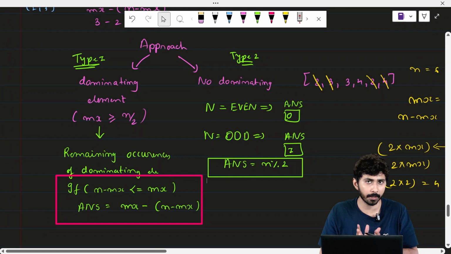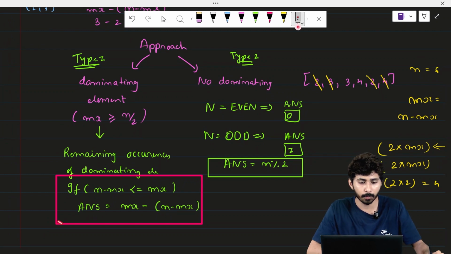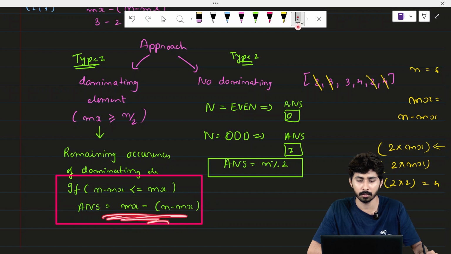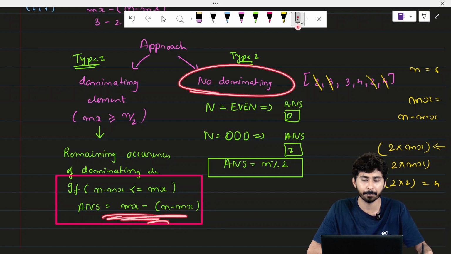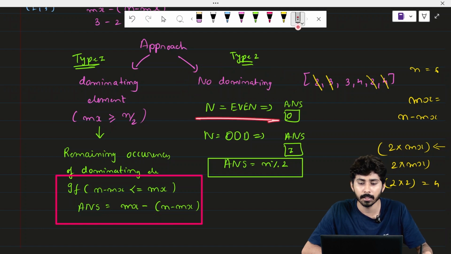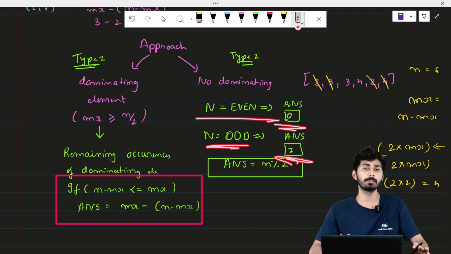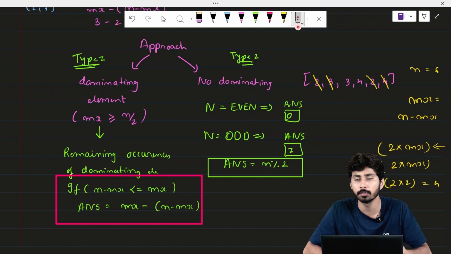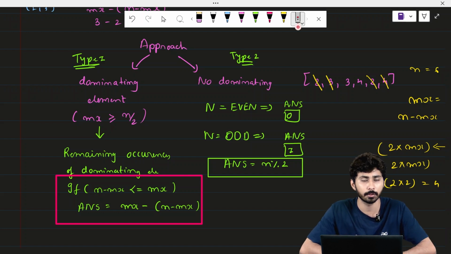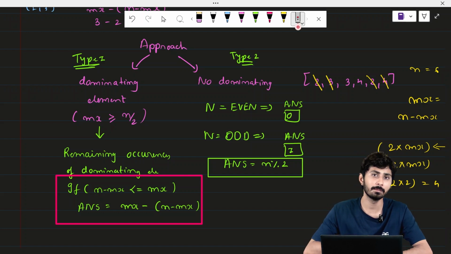So basically you need to find out the maximum frequency element, and if it is the dominating one, then the output will be mx minus (n minus mx). Okay, and what is this formula? I have already explained. You can go back and watch these things. And if there is no dominating number, then the output will be n modulo 2. That means for an even size array, output is always 0, and for an odd size array, output is always 1. So this question basically needs you to observe many test cases, and based on that only you will be able to find the solution of it. Okay, so now let's see the implementation part.